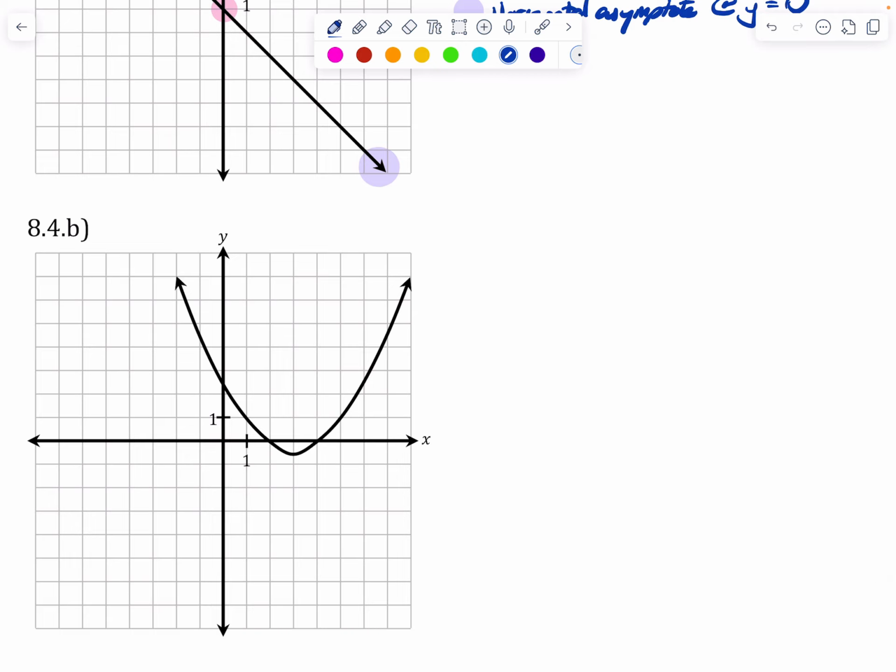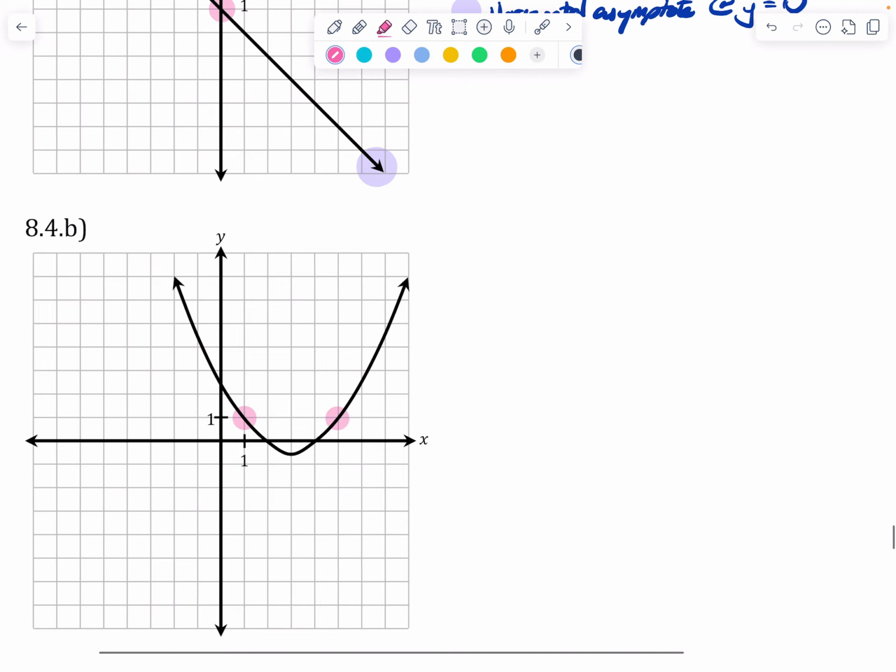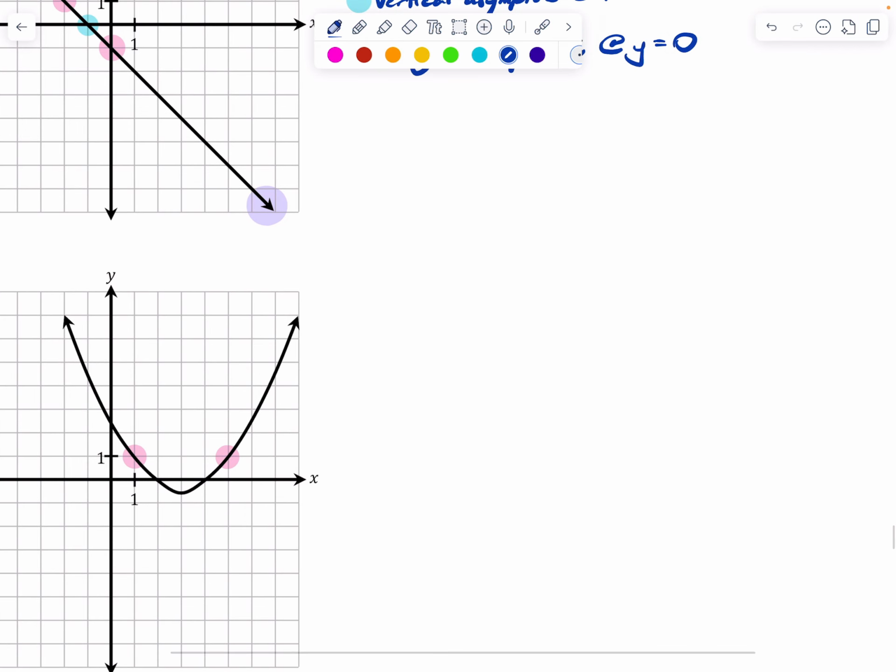Invariant points. One of those dots was smaller than the other. Nailed it. So I've got two invariant points. One is at the point 1, 1. One is at the point, I can't count, 5, 1.